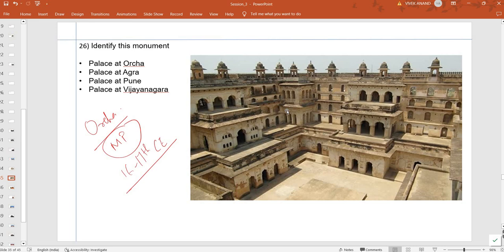So there is a saying that he built this palace to welcome Jahangir, but it cannot be right. He started building the palace to commemorate the coming of Jahangir, but this must have been used optimally after that also. So yeah, the answer is the palace at Orcha.